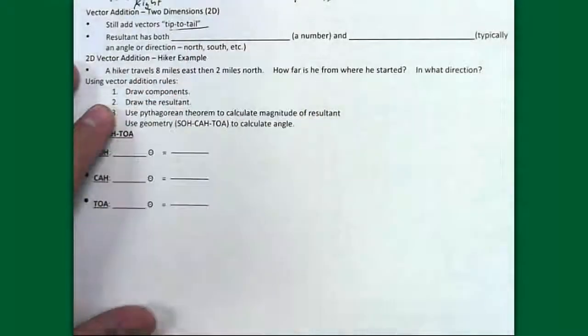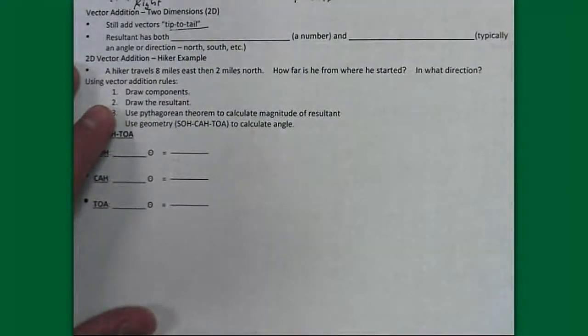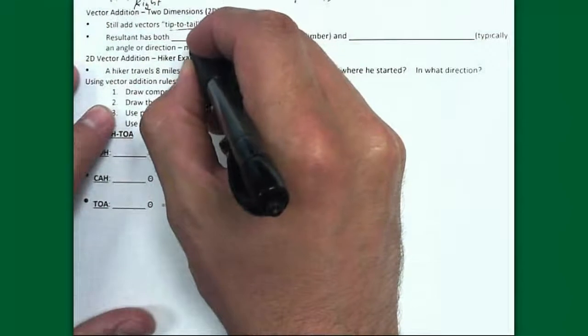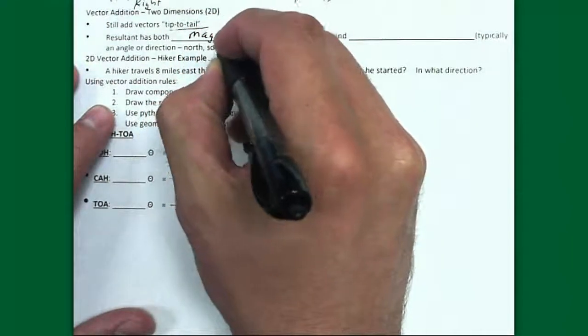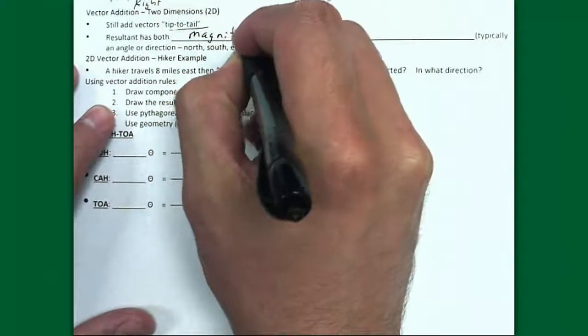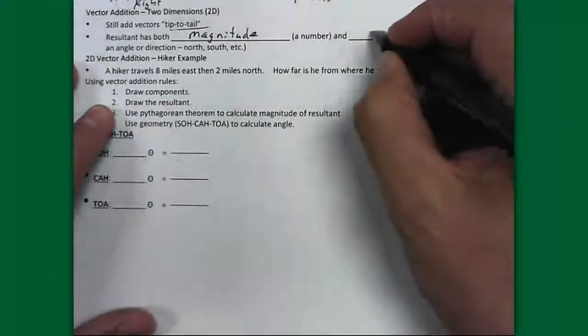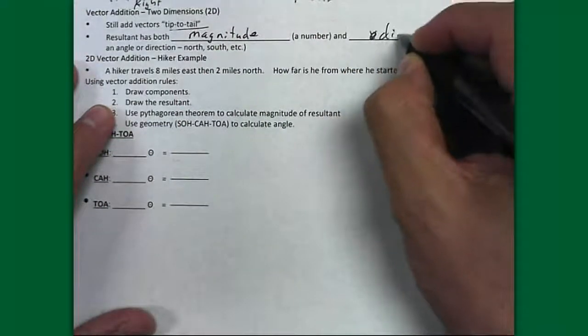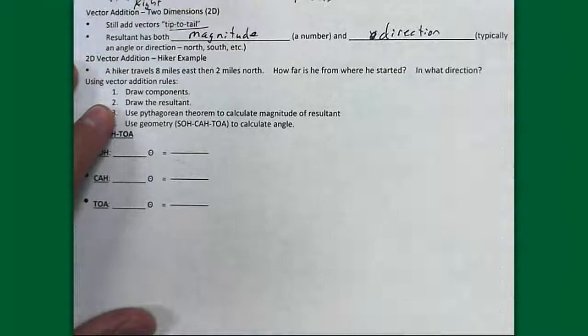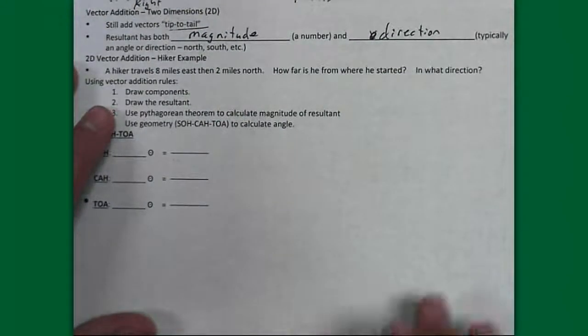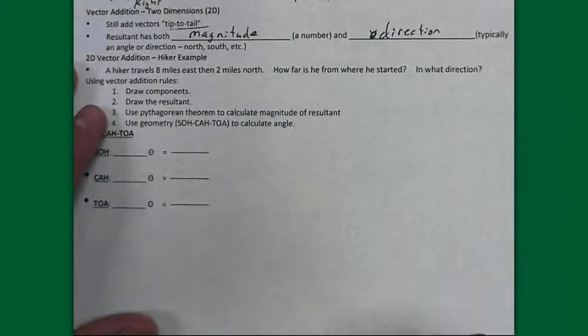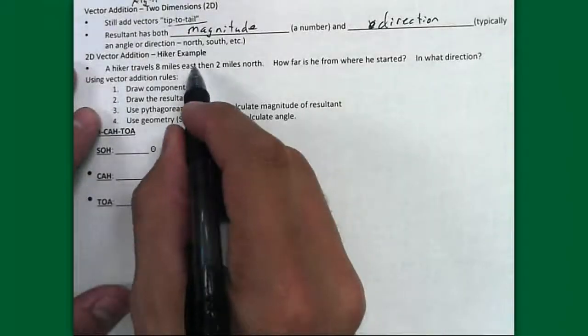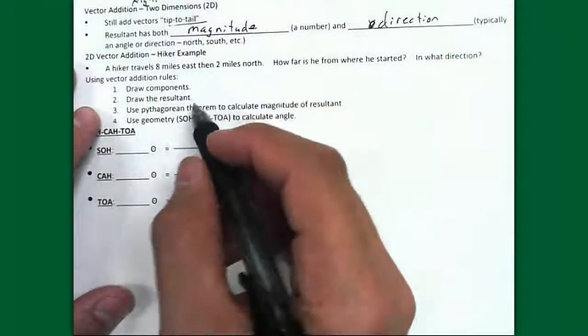We're still going to add vectors tip to tail with 2 dimensions, and the resultant vector is still going to have a magnitude and a direction. So that's the same, and in order to do that, I just want to start with this problem and go through the steps of how to do it.